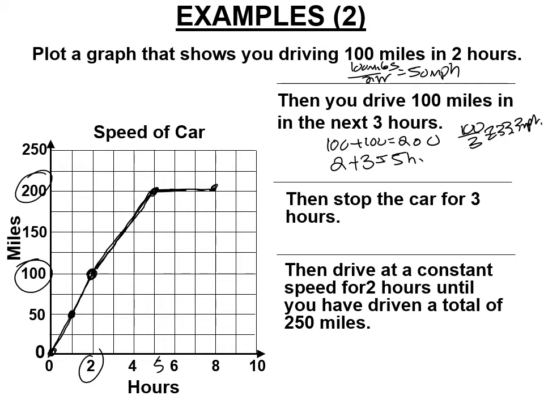Then drive at a constant speed for 2 hours until you have driven 250 miles. So we have to drive till 10. We have to get over here to 10, and we have to get to 250. So we have to get to 250 in 10. So we do that. And that's the sort of thing you'll be doing. You're going to create the graph from the instructions.